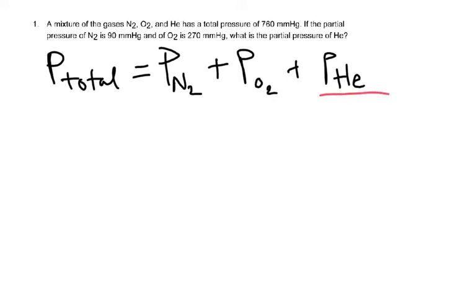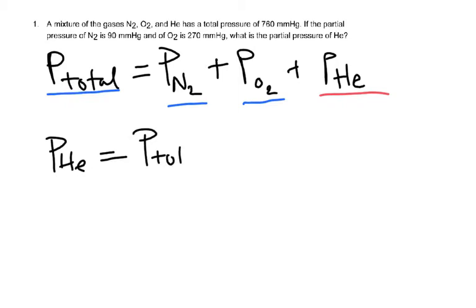We are given P total. We are given the partial pressure of nitrogen and the partial pressure of oxygen. So this is simply going to be the rearrangement of this equation. So the partial pressure of helium then is going to equal P total minus the partial pressure of nitrogen minus the partial pressure of oxygen. And so we can just plug in all of those values.